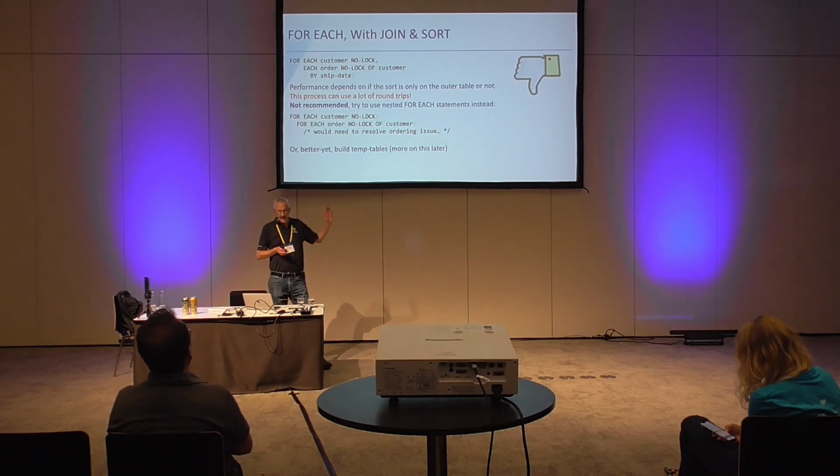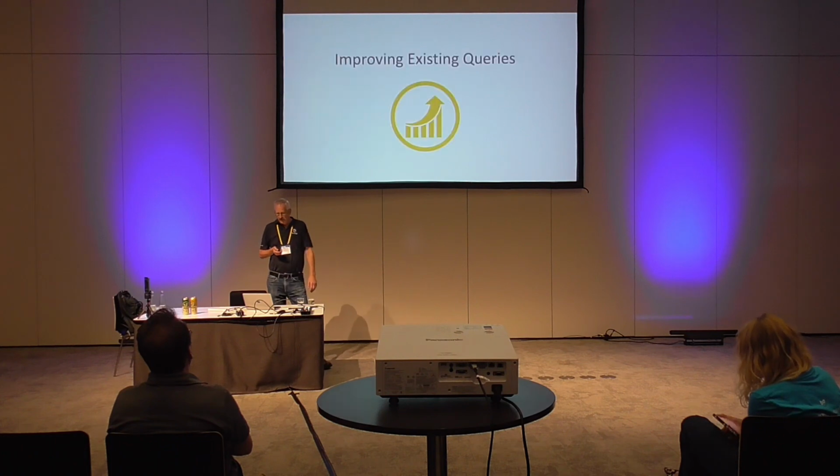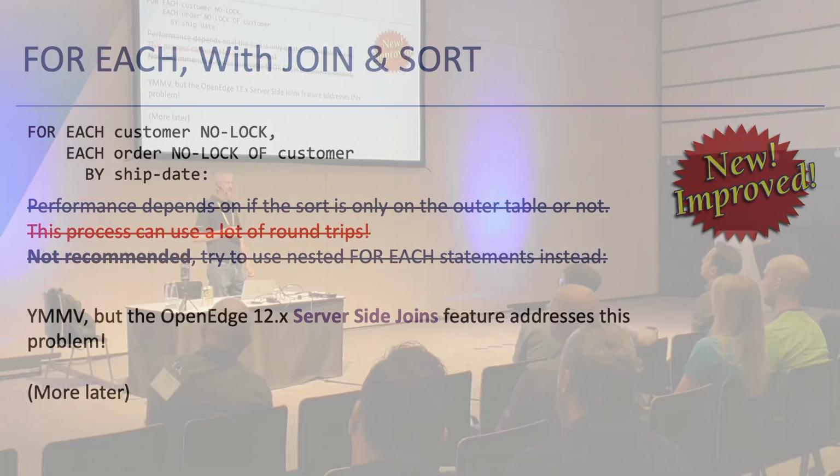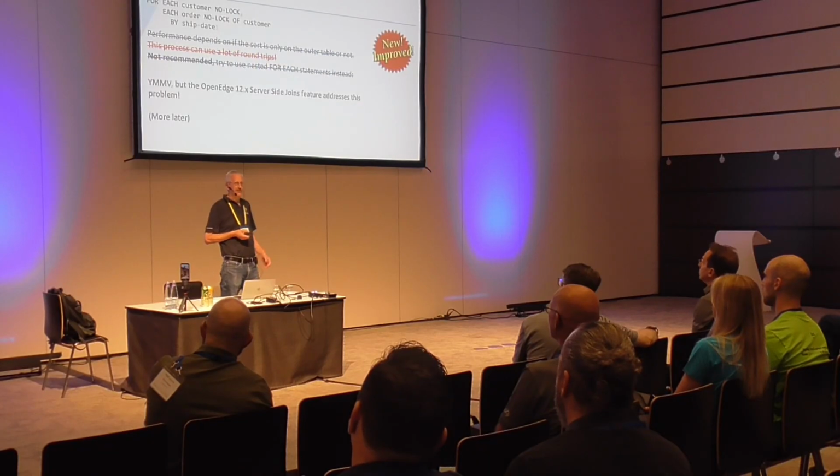Now, I said this is bad. That was in OpenEdge 11. In OpenEdge 12, we have had some improvements made. So Progress rolled out this feature called server-side joins, which resolves that problem and will make those sorts of queries much faster than they used to be. And you get that for free. You didn't have to do any work at all, which is nice.